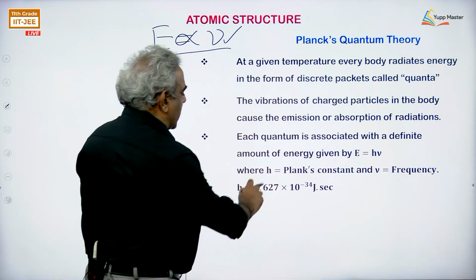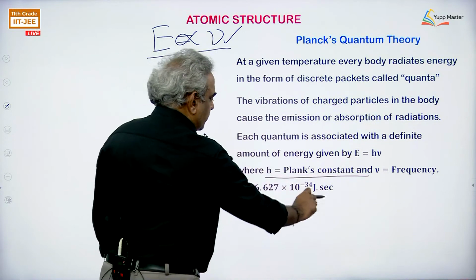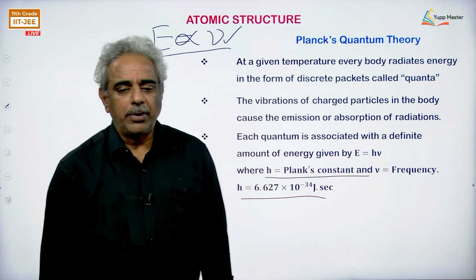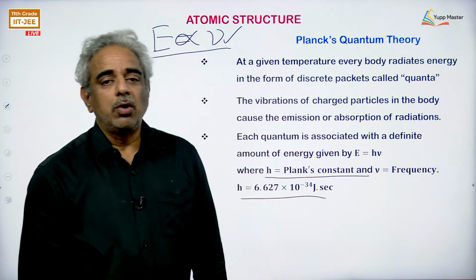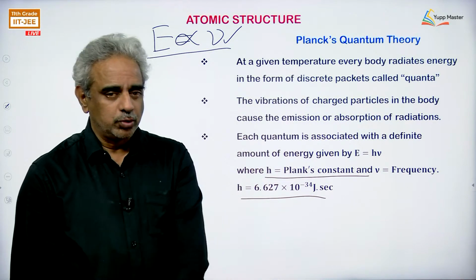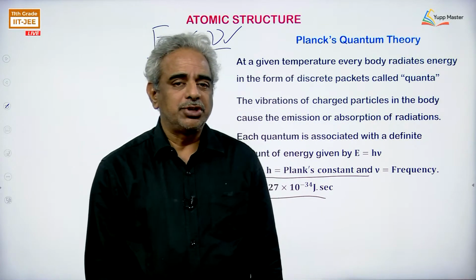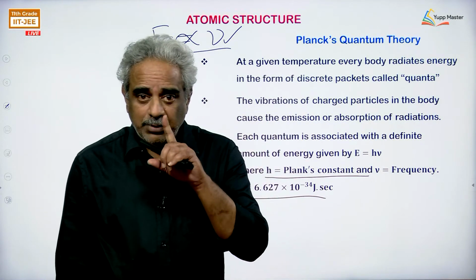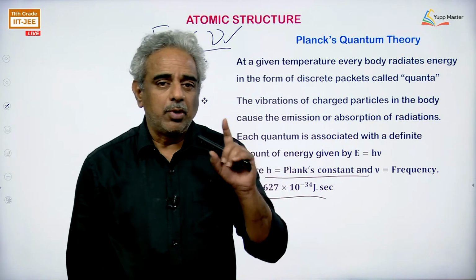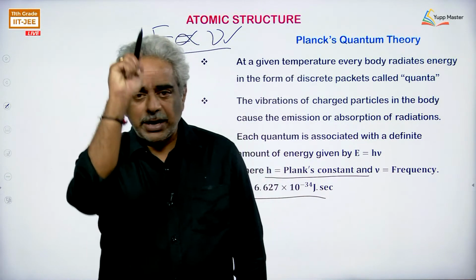So, here h is Planck's constant and nu is frequency. Planck's constant value is 6.627 into 10 power minus 34 joule seconds. Respect the scientists and remember those values. In hydrogen spectrum yesterday I referred to one value, the Rydberg constant. I did not speak much about the hydrogen spectrum now. We will discuss the hydrogen spectrum after Bohr's model. I will not deviate from the hierarchy.